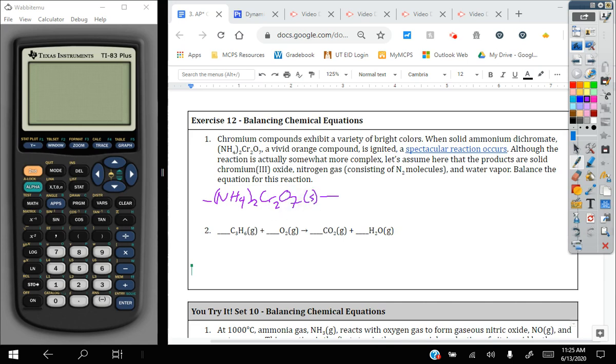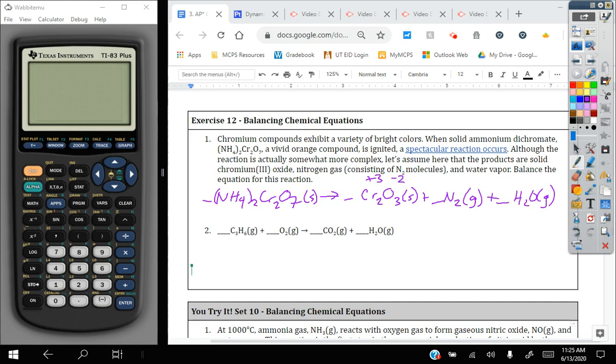This is a solid. It decomposes into solid Cr. It says chromium 3. So this is one of those things, remember back when we did formula writing, you check your charges, and then you do your crisscross. So we get Cr2O3 as a solid, plus nitrogen gas, which is diatomic, so that's N2, and then water vapor. Vapor is a gas, so we get H2O in the gas form.